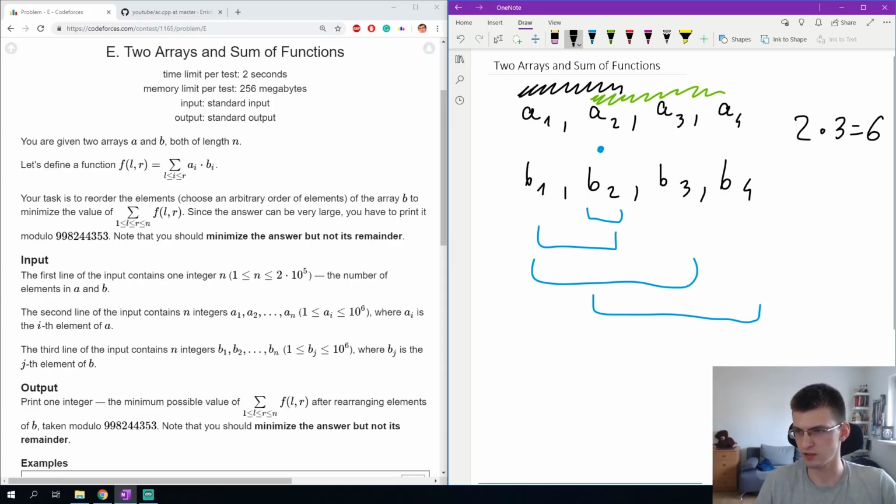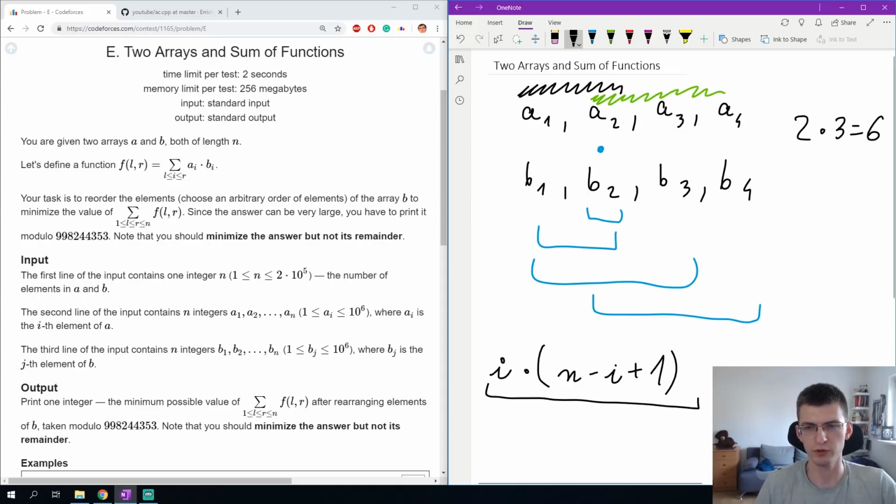2 is the number of possible starts of an interval. The general formula will be I times, this is the number of possible starts up to position I, times n minus I plus 1. This is the number of possible ends, not earlier than I. This is the multiplier with which we add A2 times B2 to the answer. And we can use it to completely solve the problem.